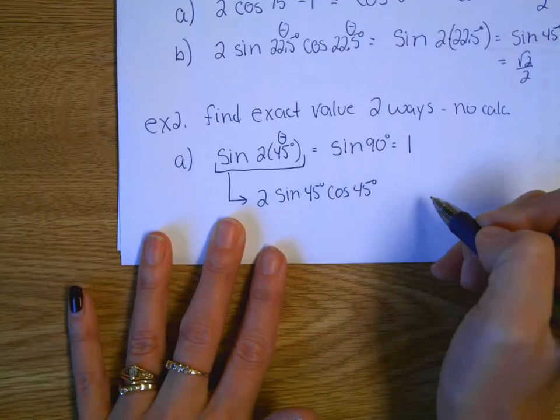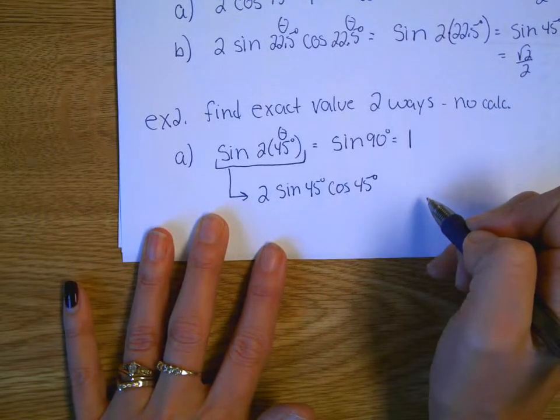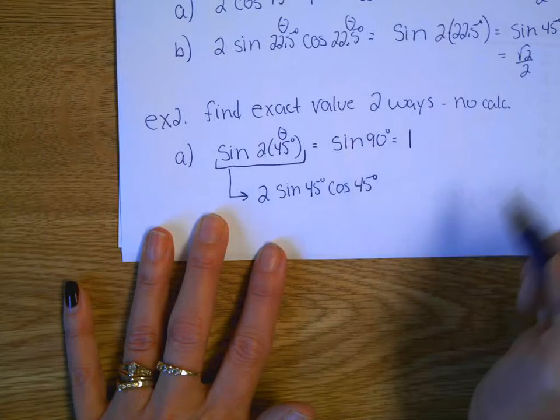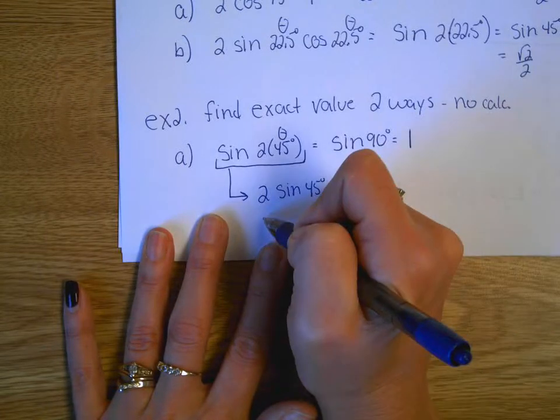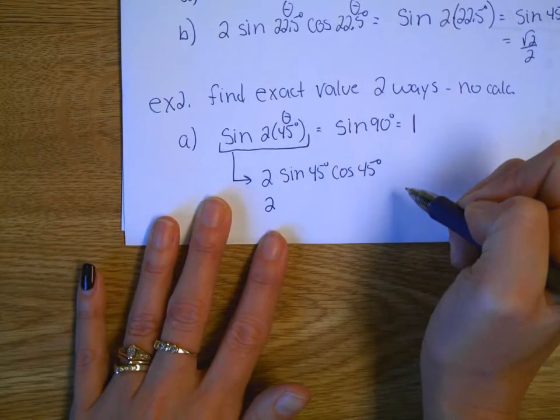Is this the second way? This is the second way. So is that C or 1? Nope. We're going to do one with a tangent in it. So it's 2. What's the sine of 45?